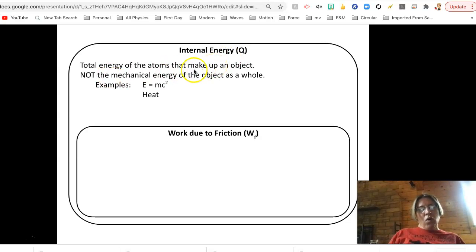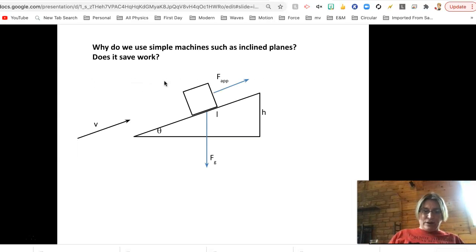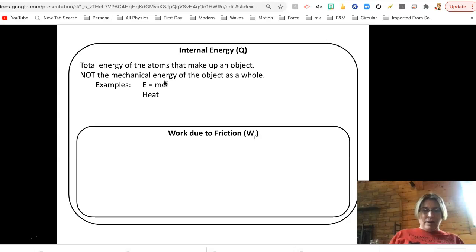Okay. So internal energy is all the energy of the atoms that make up an object. And that can be things like heat. It could be energy due to the mass of the object. All right. But the only way that internal energy changes in physics class, in a way that we're going to look at it, is work due to friction. Okay? All right. And we'll come back to that in a little bit.